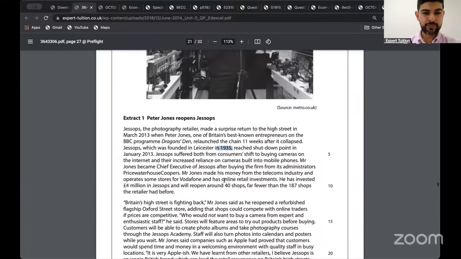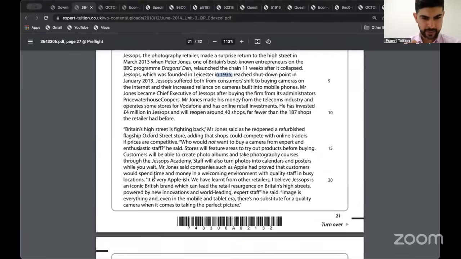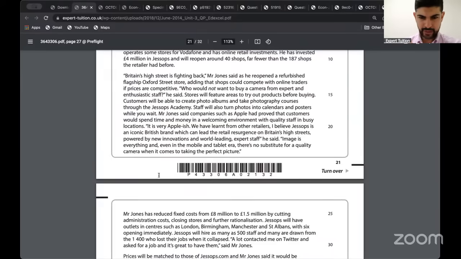At one point, Peter Jones describes them as an iconic British brand. I can't remember exactly where it says it in the extract. Here we go: Jessops is an iconic British brand, which can lead the retail market. So iconic British brand probably suggests that they are known, and therefore brand loyalty is pretty high.